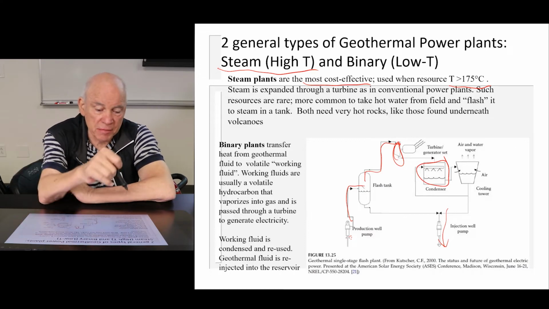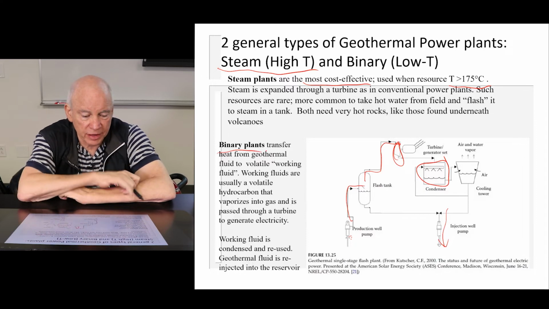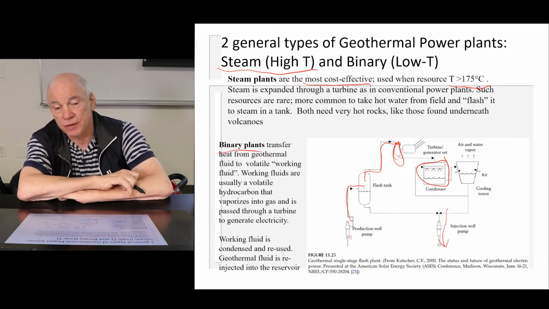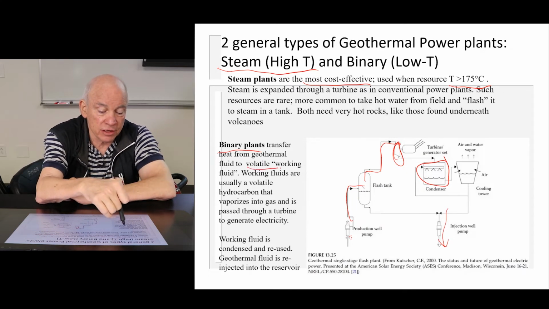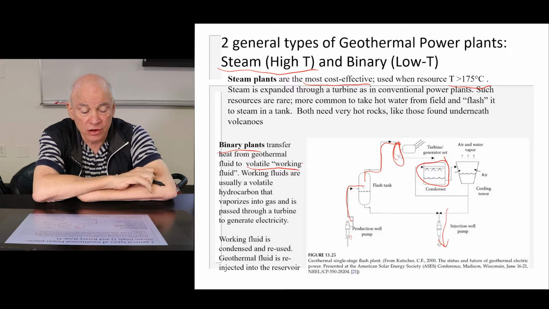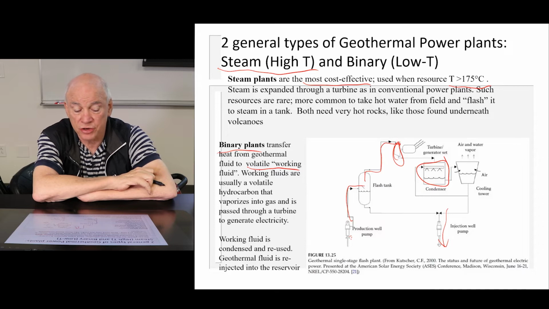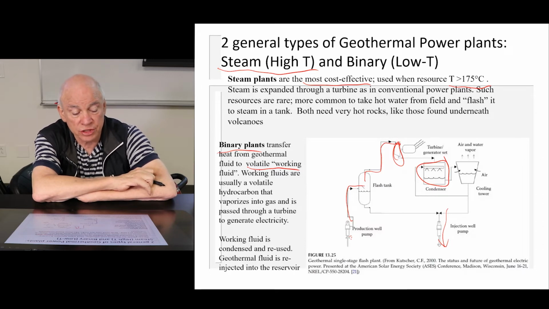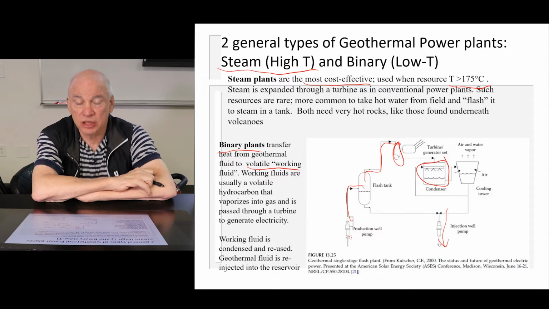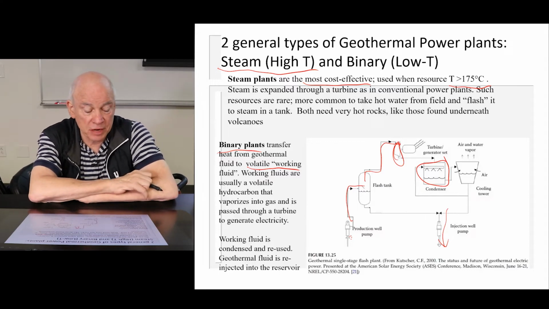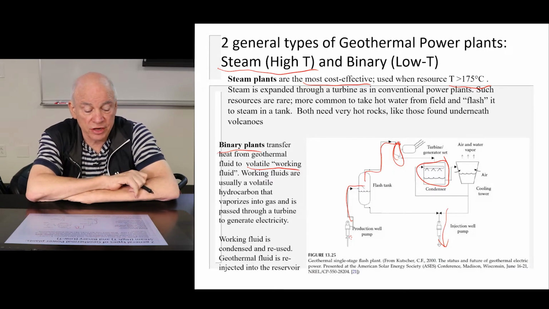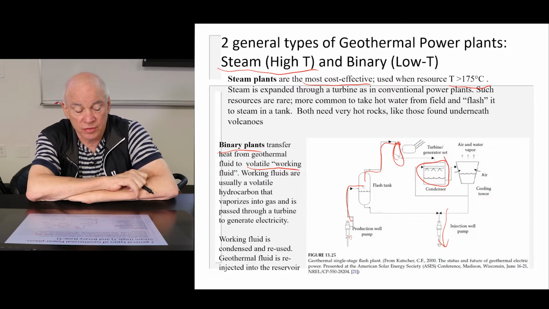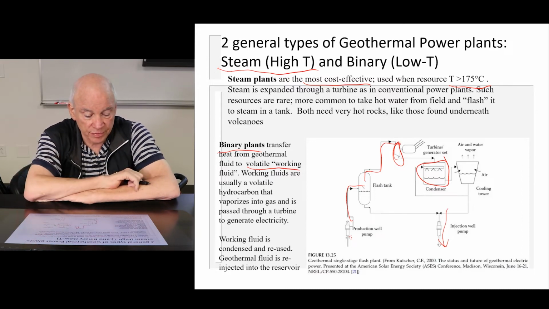In contrast to steam plants are binary plants. Binary plants take the heat from lower temperature geothermal resources and use it to heat up volatile working fluids. Usually it's some kind of volatile hydrocarbon, and it'll vaporize into gas at a much lower temperature than water turns to steam. So it can be used to generate electricity, but it's much less powerful than these steam plants. And that working fluid is in a closed system. It's condensed and reused. It's not injected into the earth, but it's just reused in this cycle.